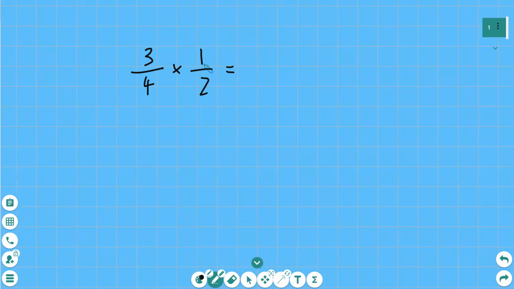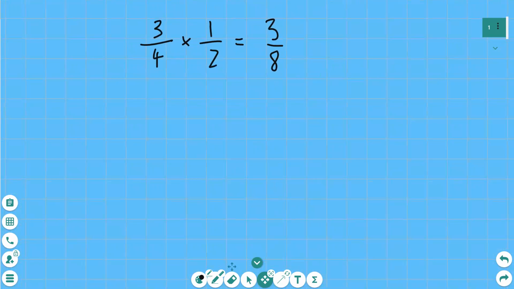Great. So multiplying fractions is actually quite simple. There we are. 3/4 times a half. Well, the top you do 3 times 1 is 3. The bottom you do 4 times 2 is 8. Done. You multiply the numerators together. You multiply the denominators together. Perfect.